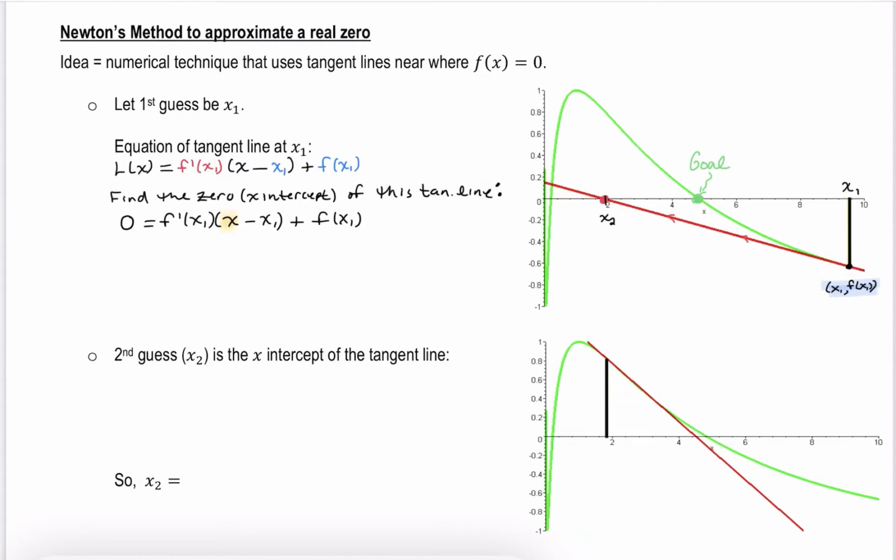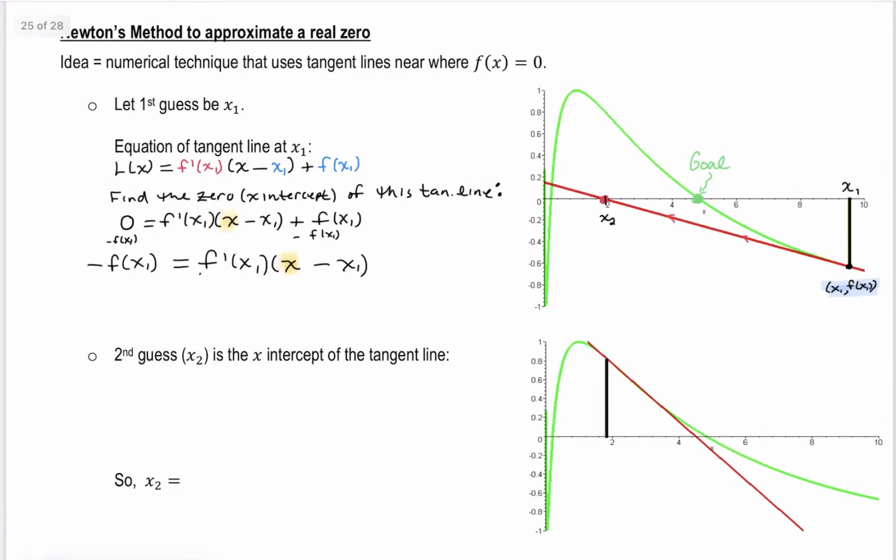Just doing some basic algebra here as we do our solving, we would probably first just subtract over f of x1, moving that over to the other side. So we have minus f of x sub 1 equals f prime of x sub 1 times the quantity of x minus x sub 1. Again, keep in mind, this x is the one I'm going for to solve.